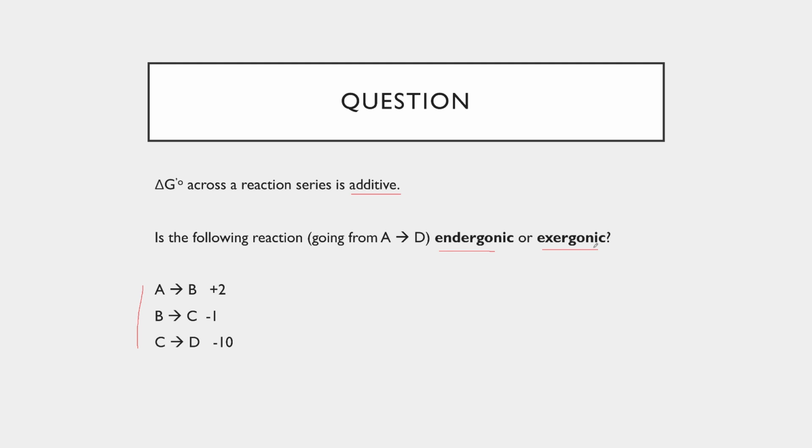First of all, what we need to do is determine whether or not the overall delta G of the reaction series is positive or negative. If you look here, minus 10 plus minus 1 plus minus 2 leaves us with minus 9. Minus 9 leaves us with a negative delta G, meaning this reaction is spontaneous. So in that case, this summarized reaction series would be exergonic.